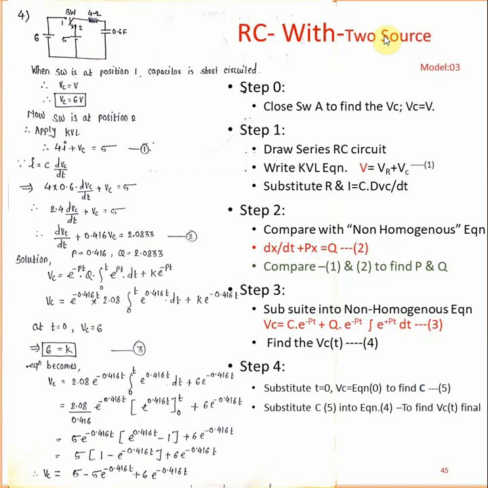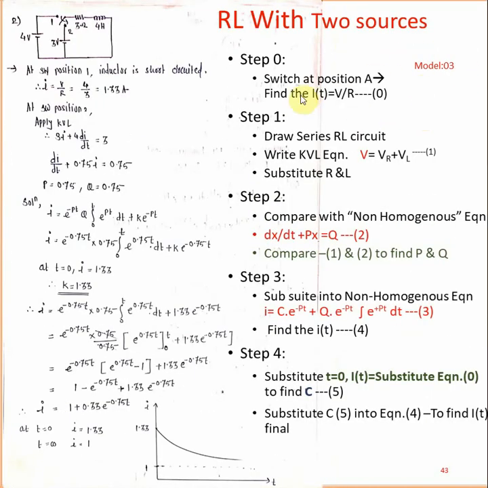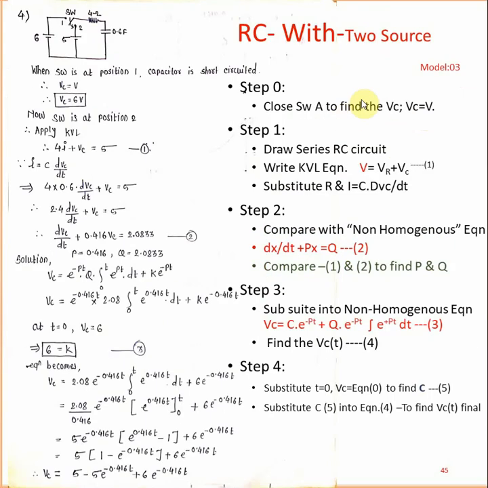Then RC with two sources present. Two sources are present. Okay, here two switches. Switch number 1 is closed. So at the time switch number 1 is closed, it means find out the Vc. Previously what did you find out? The I value. In this RC model, you can find out the Vc.